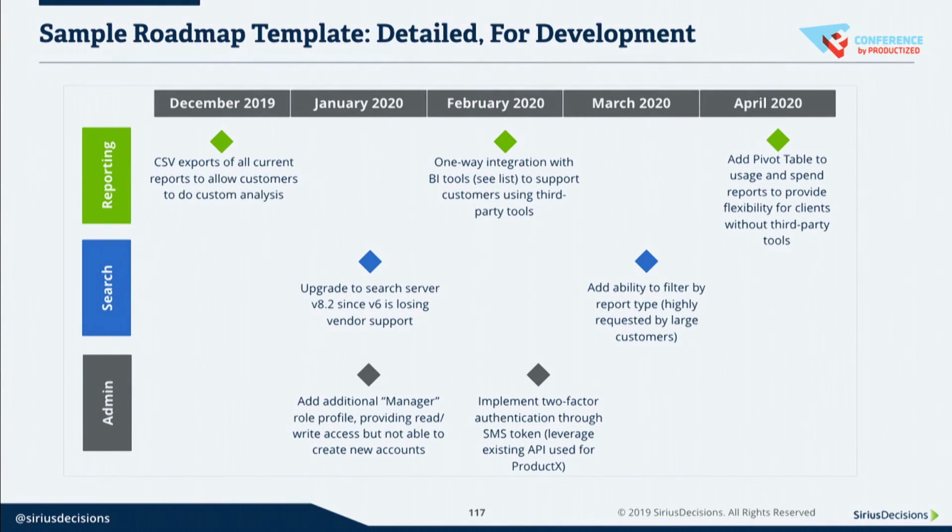Let me just show you quickly another example. This is a more detailed example, right? If I'm talking to my development team, I might organize my roadmap differently. I might organize it the way that they think about it, because they think about the different systems they're working on. They think about, we've got a team that's working on reporting, and a team that's working on search, and a team that's working on administration.